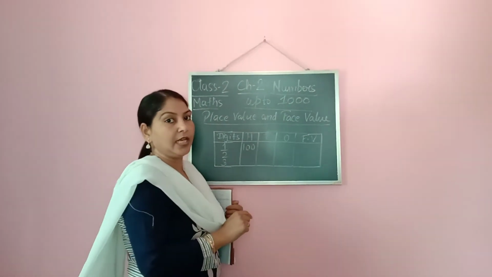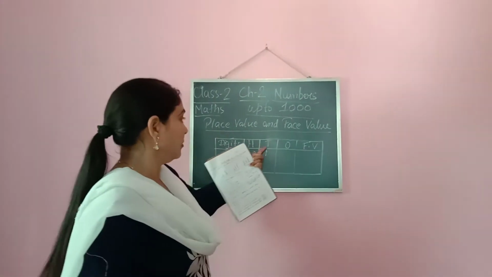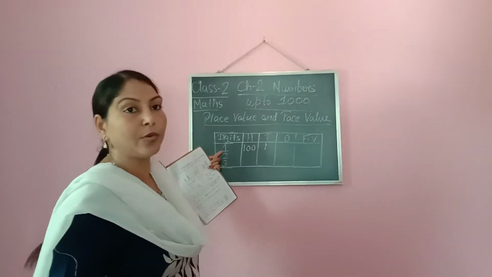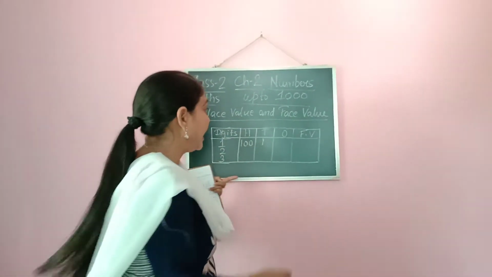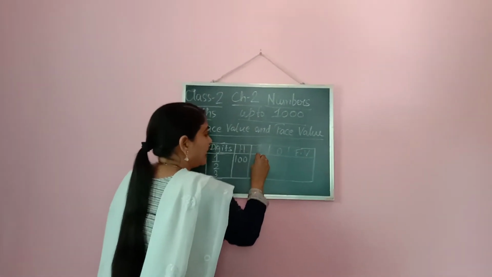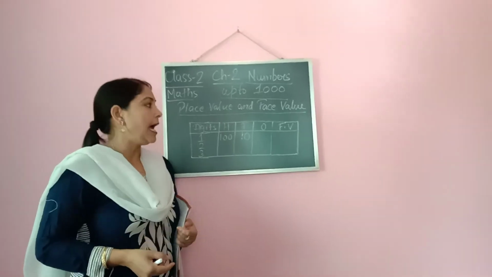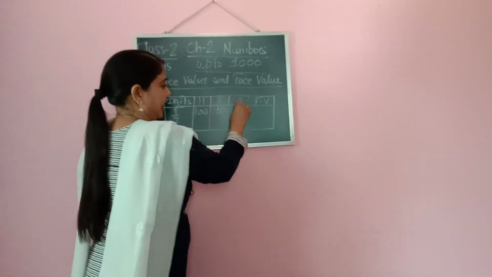Okay. Now how do we write the same digit if we have to write it in the tens place? If I write just 1, is it correct? 1, 1 tens. It is not correct, no? So if I have to write digit 1 in the tens place, then I will be writing in this way. This means 10. Okay. And in the ones place, the digit 1 is written like this. Just 1.